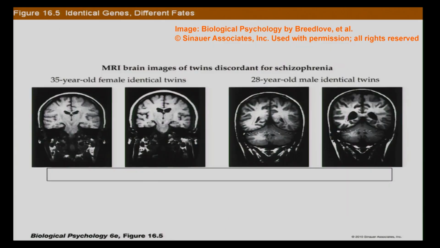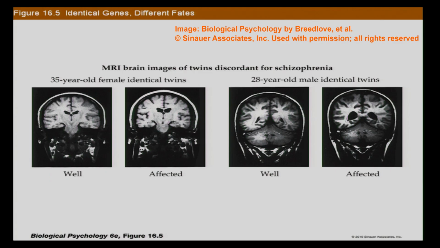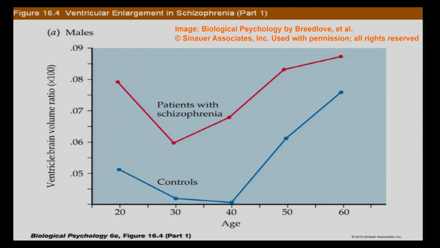Okay, so let me just jump here. So here are two sets of twins. Let's say this set of twins here. Which one do you think has schizophrenia? The one on the right or the one on the left? The right. And what about this one? The right. Yeah, that's absolutely true. So it's pretty obvious in identical twins. This means monozygotic twins. But here are more quantitative figures on ventricular enlargement separated out by males and females.